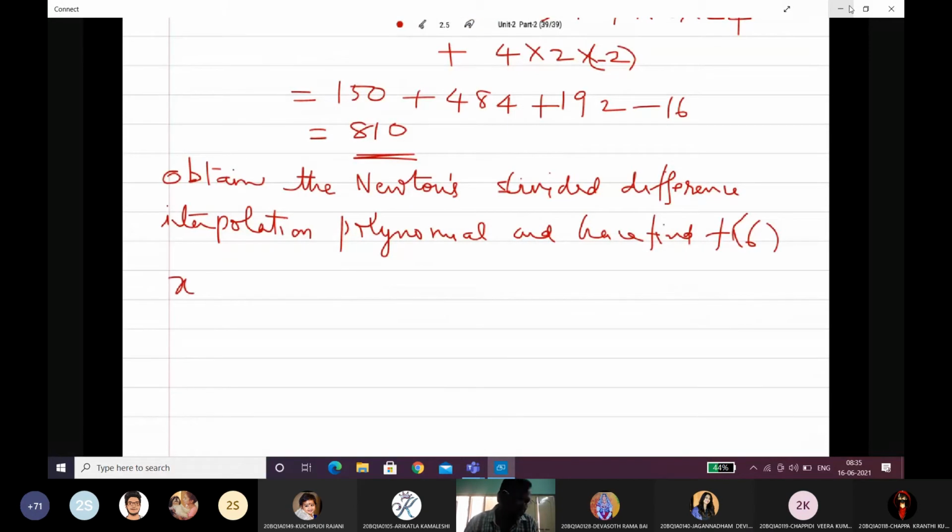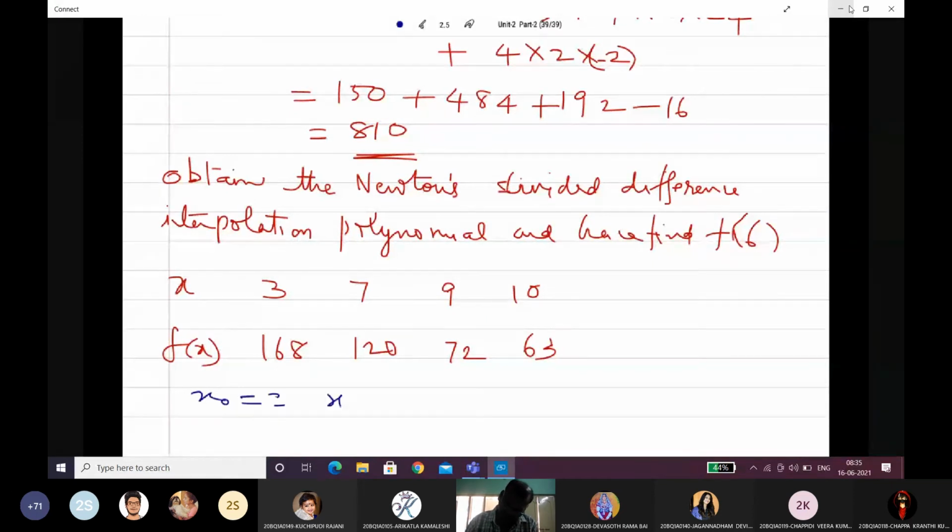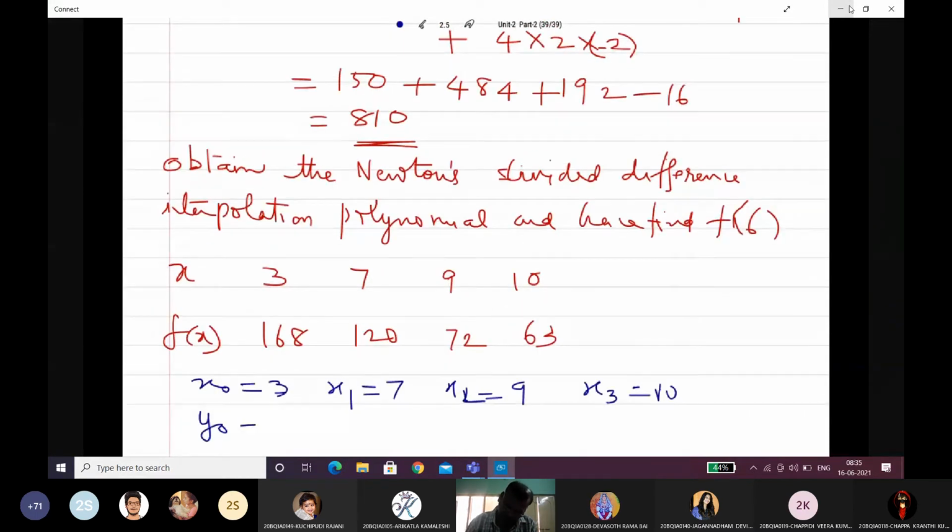x values: 3, 7, 9, 10. f of x values: 168, 120, 72, 63. Here x naught is equal to 3, x1 is equal to 7, x2 is equal to 9, x3 is equal to 10. Similarly, y naught is equal to 168, y1 is equal to 120, y2 is equal to 72, y3 is equal to 63.